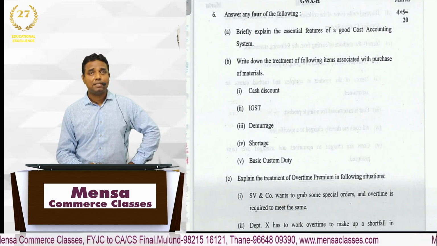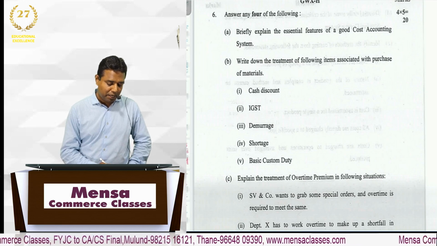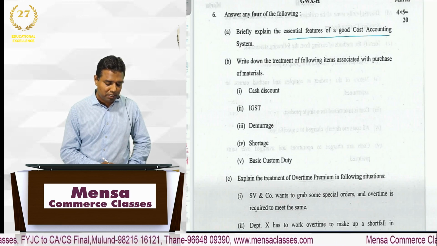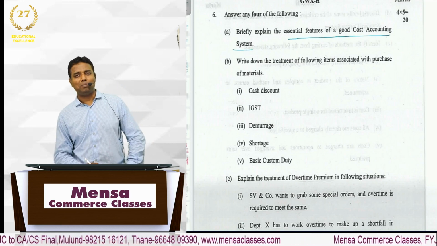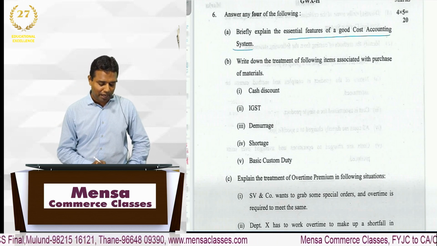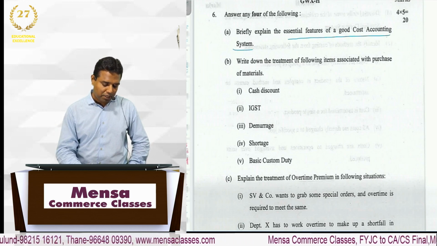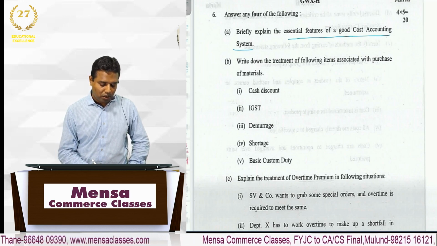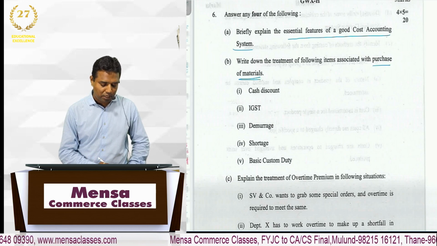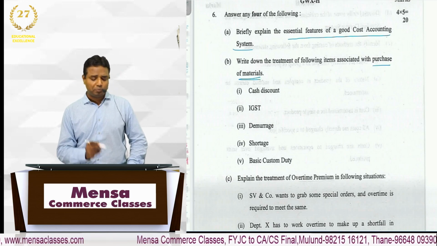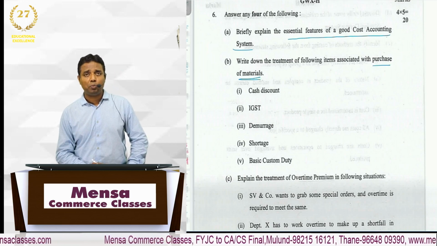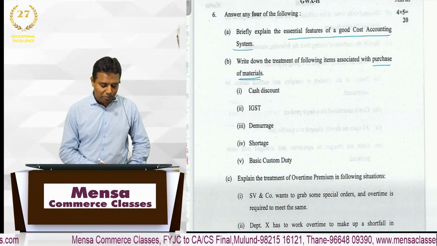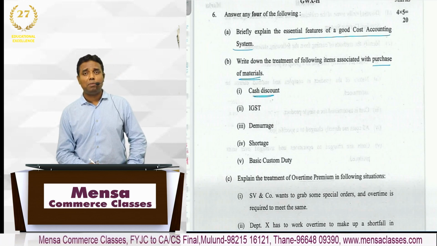This is question number 6A. Explain essential features of good cost accounting system. This is from your chapter number 1, which you can directly write. Now they are saying write down the treatment of following items associated with purchase of raw materials. So purchase of material, how is the treatment to be done, right? So the first is cash discount. So what will we say about cash discount?